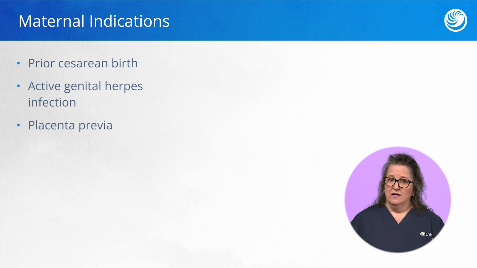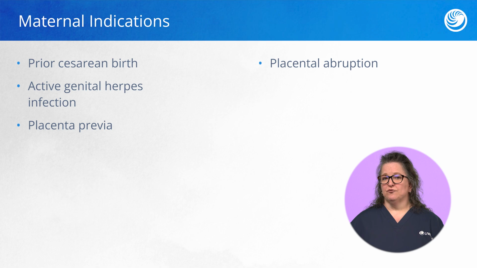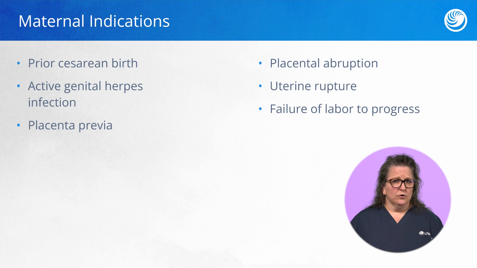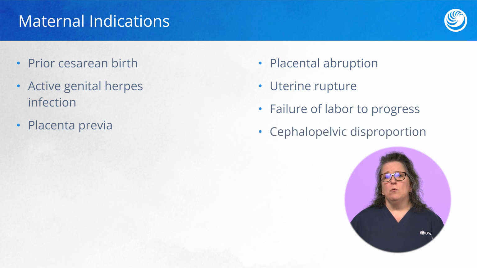Placenta previa, the placenta is blocking the fetus from passing through the cervix. Placental abruption, the placenta releases from the uterine wall prematurely. Uterine rupture, due to previous uterine surgeries. Failure of labor progression. Cephalopelvic disproportion, the mother's pelvis is too small for the newborn to pass.